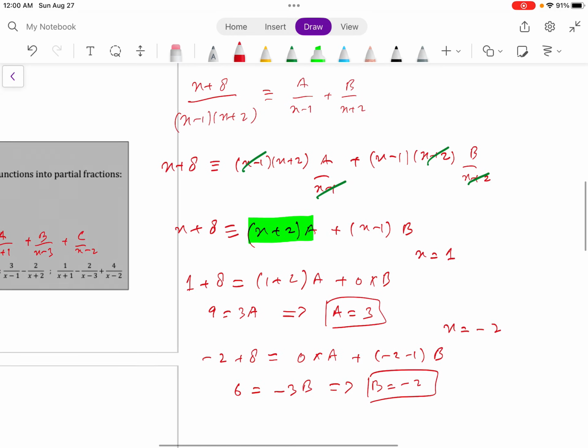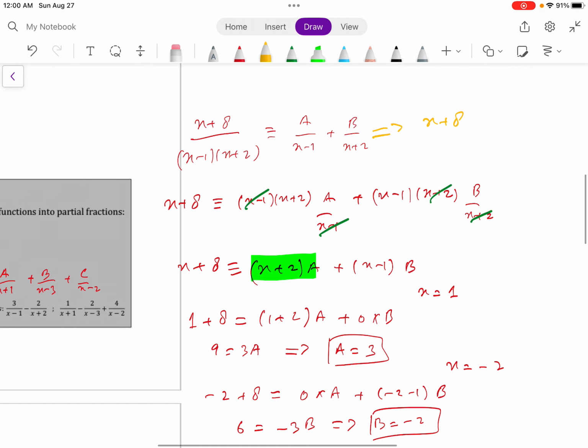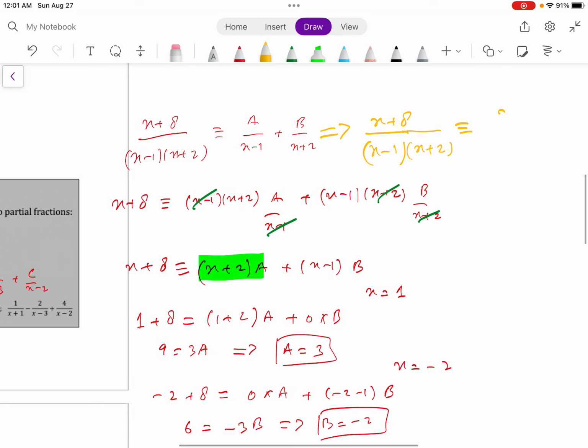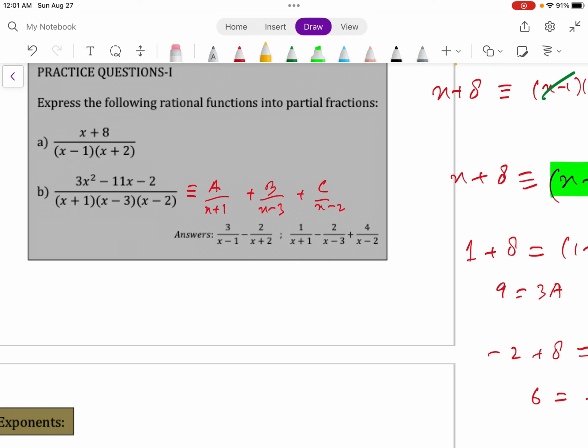So the rational function that we were trying to convert into its partial fractions is identical to, in fact, I should use this sign, x plus 8 over x minus 1, x plus 2, which is identical to 3 over x minus 1 minus 2 over x plus 2. They are identical. This is how we convert any rational function into its partial fractions. Now look at example B. Now there are three factors, so we have to deal with the three constants A, B, C here. The method remains the same.